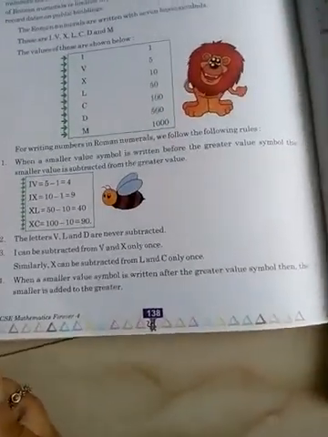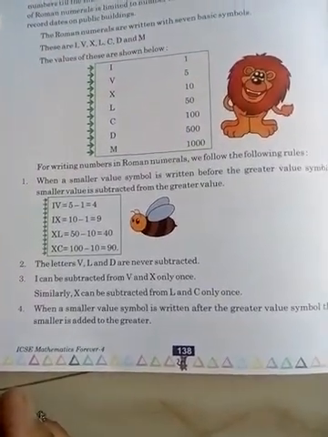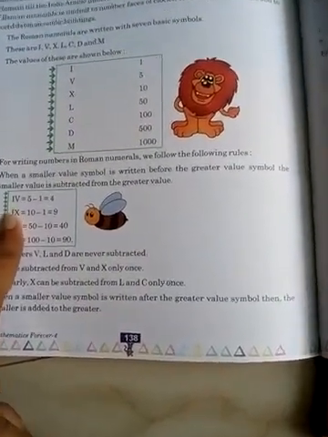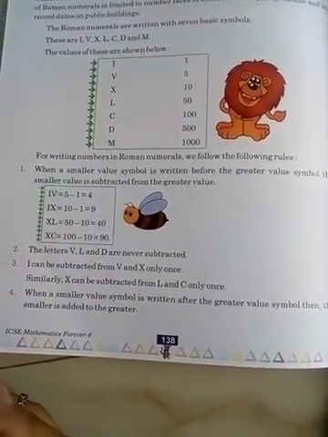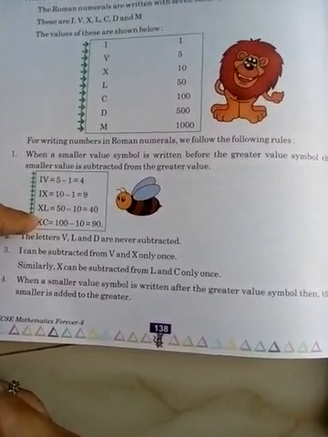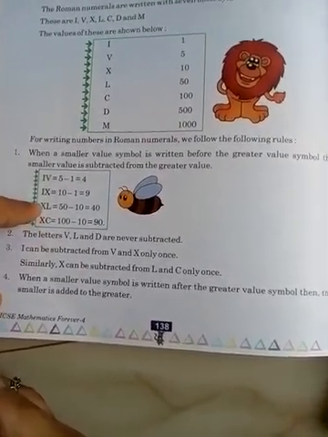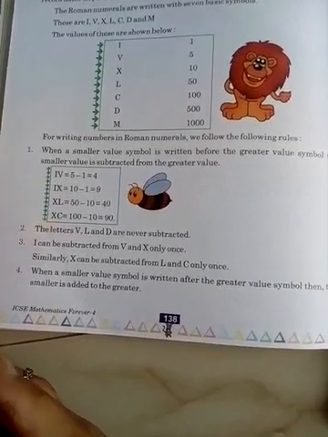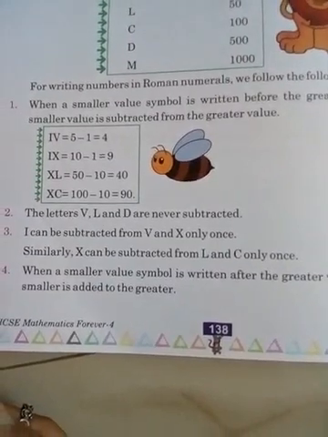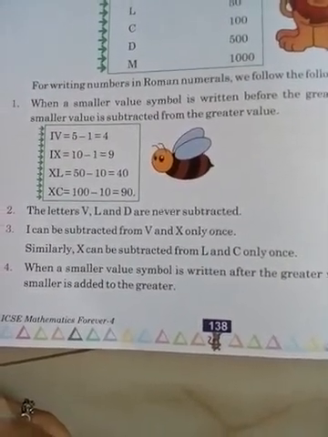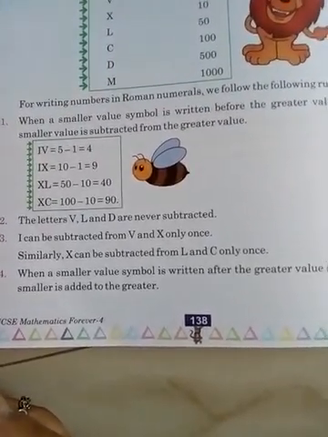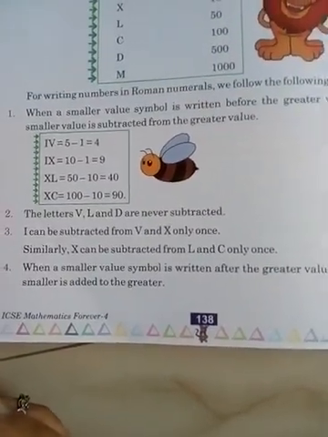So the rules are like this: when a smaller value symbol is written before, meaning on the left hand side, the smaller value is subtracted from the greater value. Like they have given IV means 4, IX means 9, XL. X you can subtract from L and C only, not more than that. The letters V, L and D are never subtracted. I can be subtracted from V and X only. Similarly, X can be subtracted from L and C only. When it comes to subtraction, you can subtract only one time.